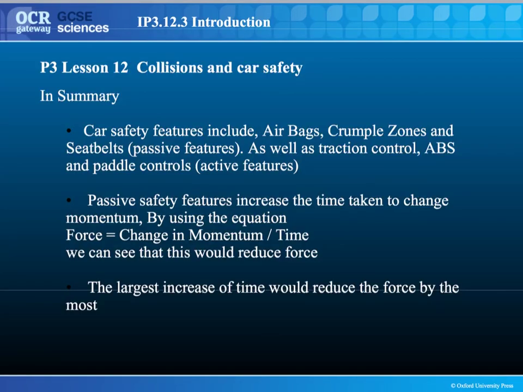Okay, so that brings an end to this video on collisions and car safety. In summary, car safety features include airbags, crumple zones and seat belts, which are passive features, as well as traction control, ABS and paddle controls, which are active features. Passive safety features increase the time taken to change the momentum. By using the equation force equals change in momentum divided by time, we can see that this would reduce the force of the impact. The largest increase of time would reduce the force by the most.